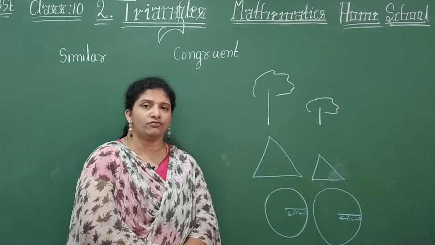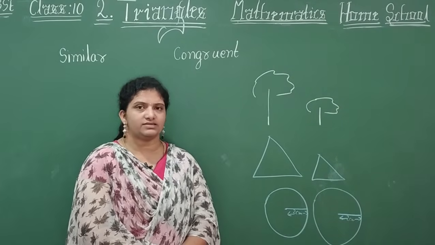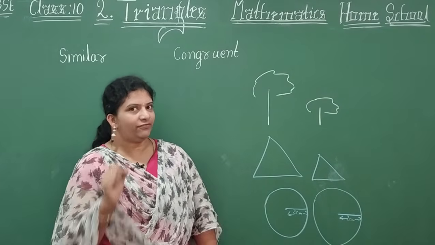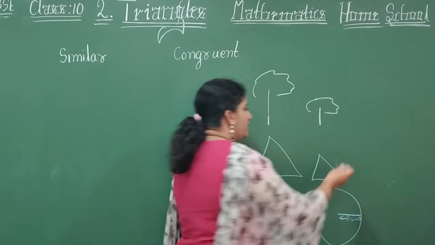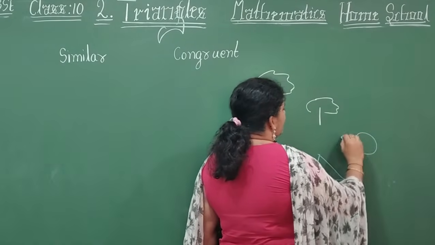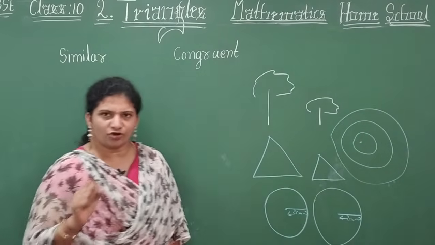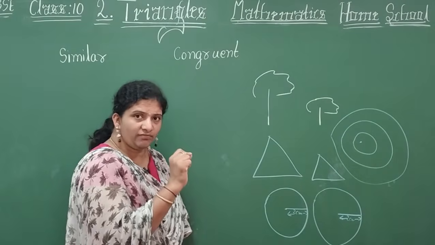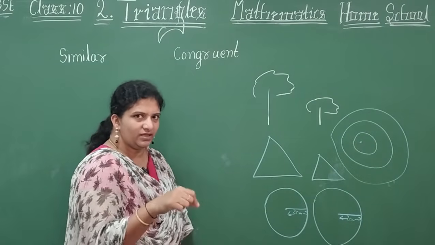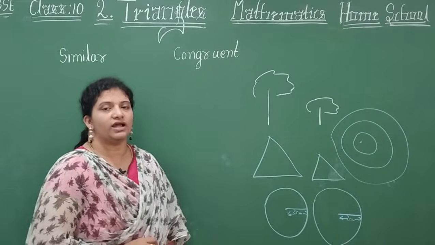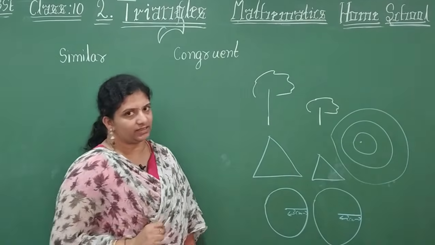Concentric. Have you heard of concentric circles? Yes. Same center, different radius. Just imagine here: same center, different radius. We have drawn from a single point many circles, right? Those types of circles are called concentric circles.